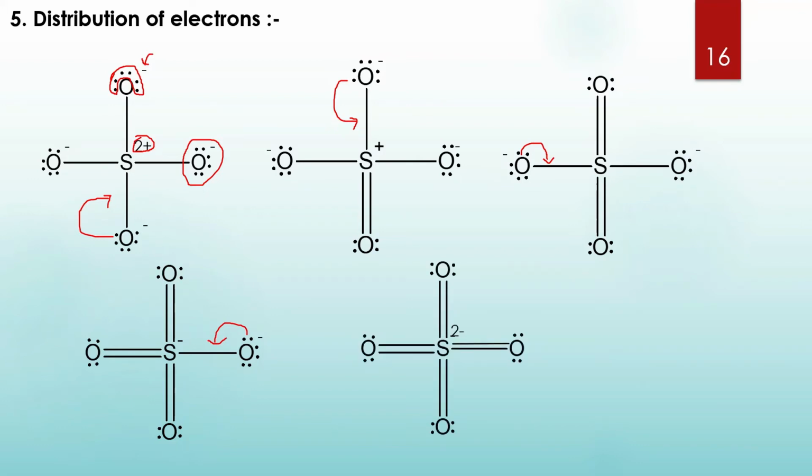One thing to note here is that sulfur is in the third period. So because of that, sulfur has d orbitals. So sulfur can have more than 8 electrons in its valence shell. So sulfur can have a total of 18.